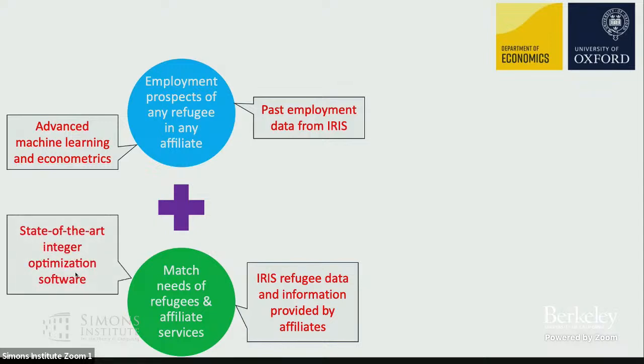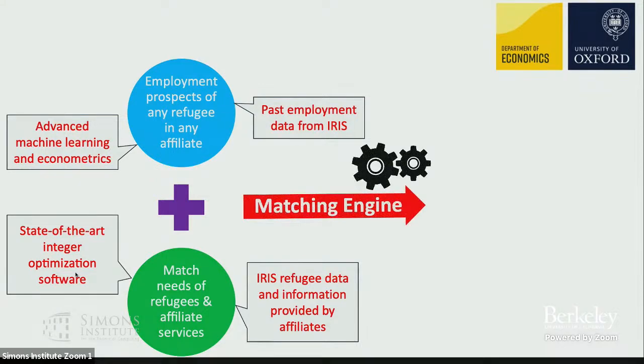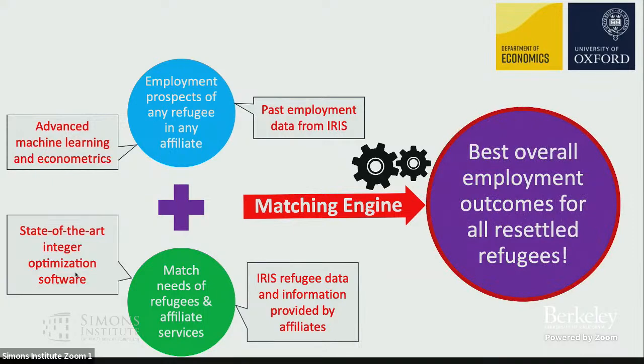It's another pitch: state of the art, good old open source software can actually solve these things. So we put these two things together. This turns out to be a multi-dimensional knapsack problem. Why is it a knapsack problem? Because refugees come in families. Actually, it turns out to matter quite a bit. Some affiliates cannot take in too many refugees. Some families are actually quite big, so the knapsack bit comes in. But anyway, this is all easily solvable. You have a little matching engine. We even have little gears. They move around in the software, and you get your best overall employment outcome for all the resettled refugees.